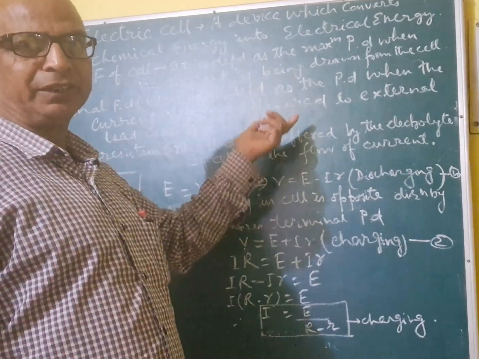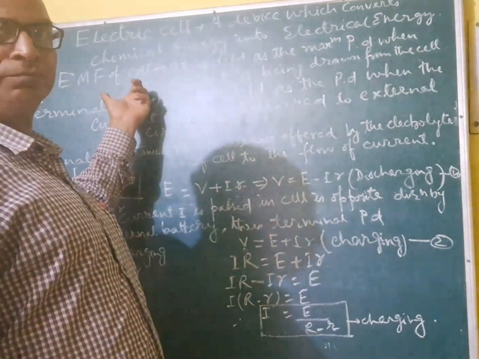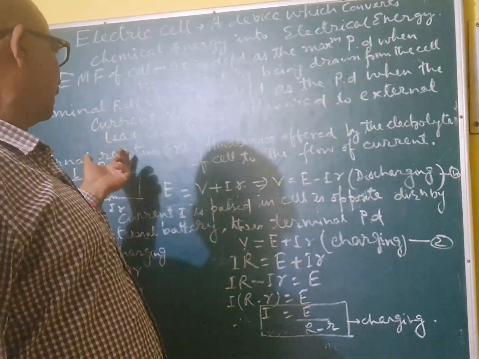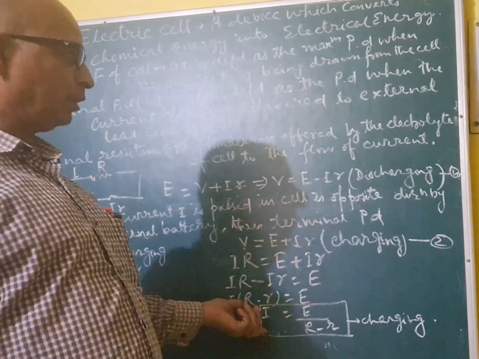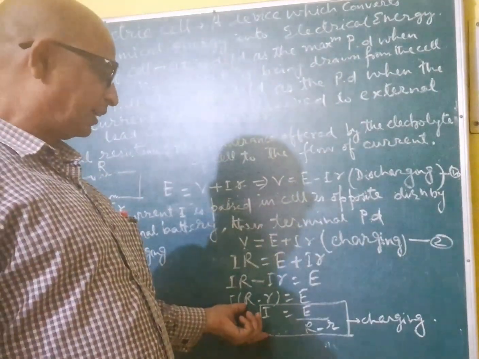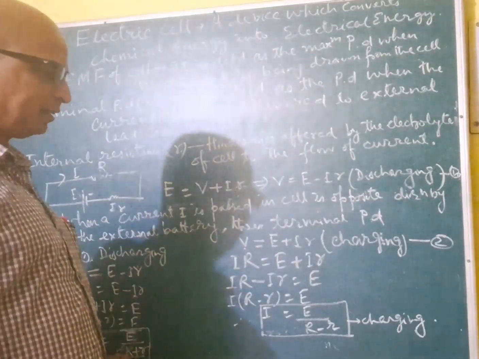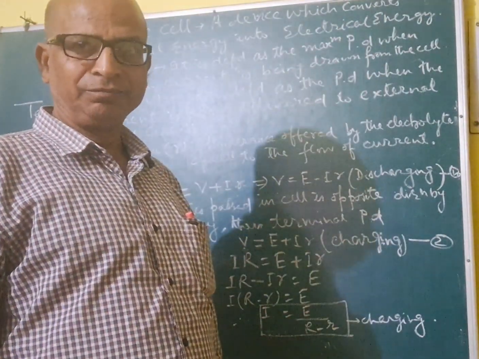So this is the topic definition here. So electric cell, then electromotive force of a cell, and then terminal voltage, and then internal resistance. So these are the two formulas for the discharging and charging current. Here I is equal to E divided by R plus r, and here I is equal to E divided by R minus r.